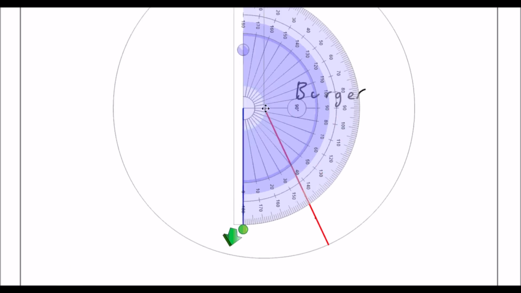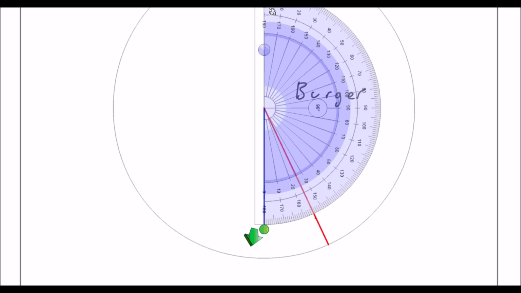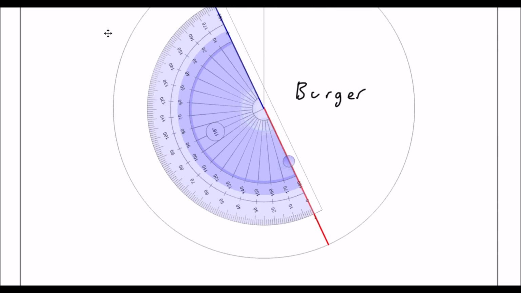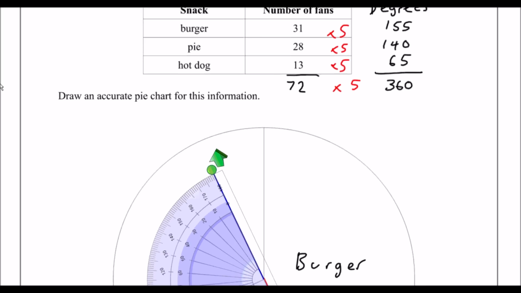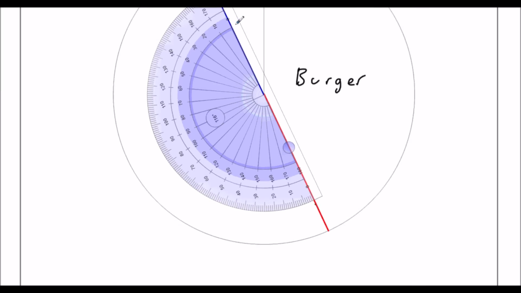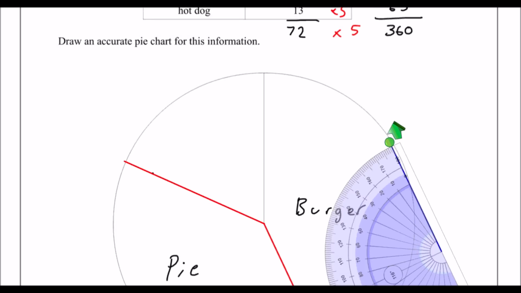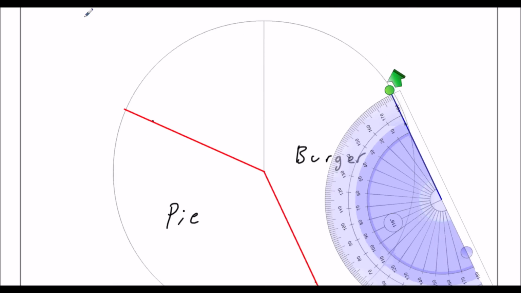We'll get the protractor again at the center of the circle. Get 0 onto our new line, and then measure 140 degrees for pies. So 0 to 140. That's there. And the ruler, center of the circle with 140 degrees, and that is for pies. And we should have 65 degrees left for hot dogs.